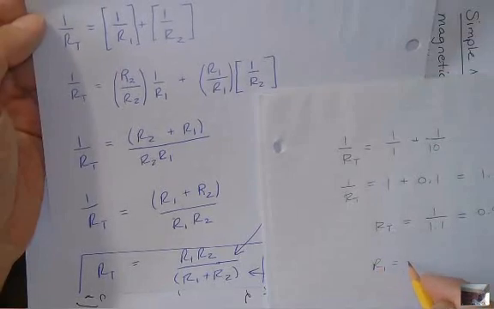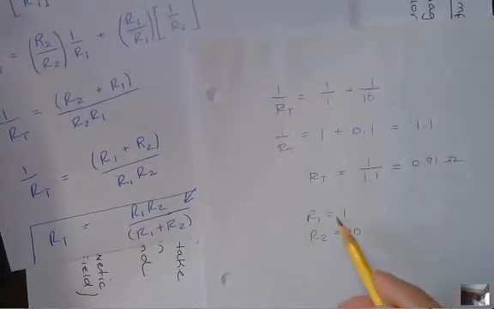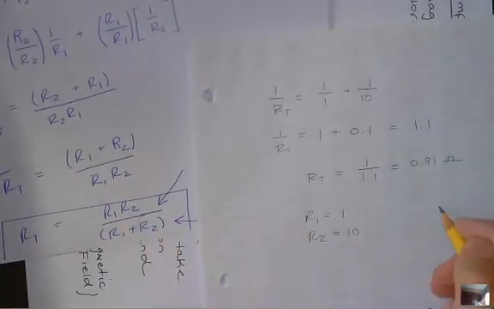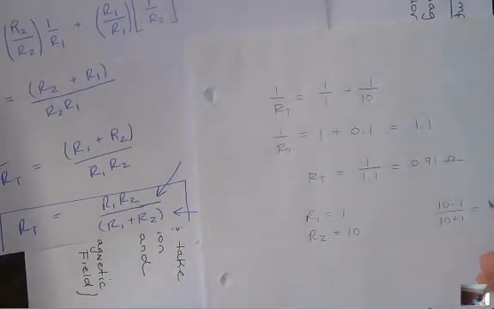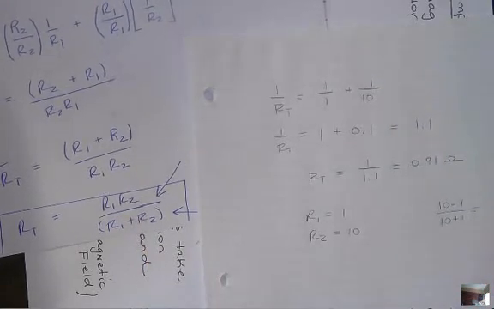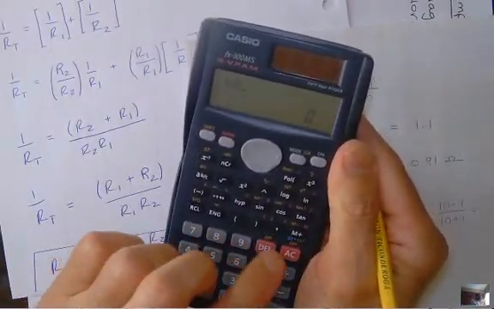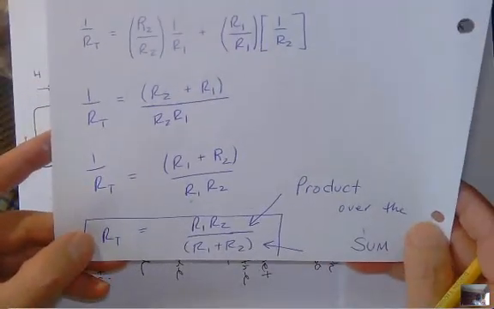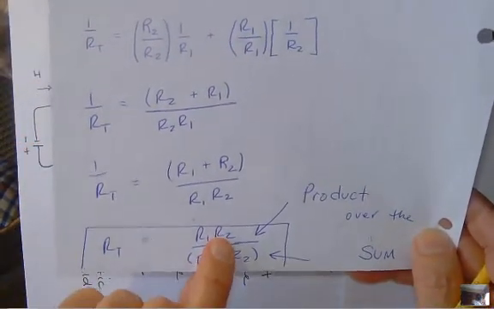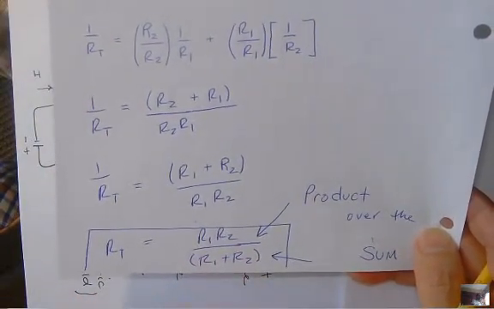So R1 is equal to 1 and R2 is equal to 10. Let's try this formula, the product over the sum. So what do I get? 10 times 1 in the numerator and 10 plus 1 in the denominator. So I get 10 elevenths, okay? And 10 elevenths is going to be 0.91, but we'll just make sure, right? 10 divided by 11 gives you that same number. So that's your choice. You can't do that if you have 3, but if you just have 2, you can take the product over the sum. So sometimes I'll do it one way, sometimes I'll do it the other way. You get to choose. Okay.